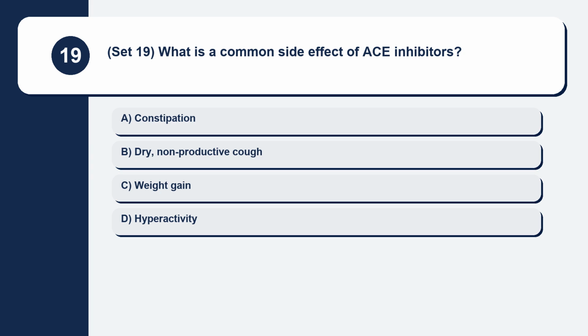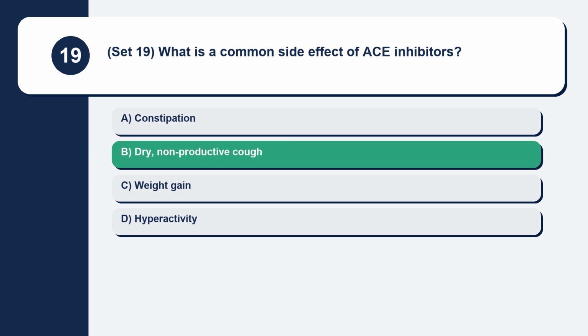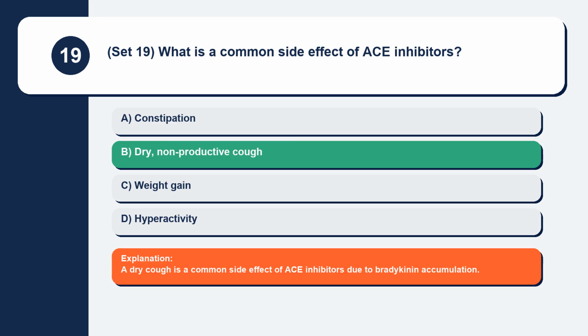Question 19. Set 19. What is a common side effect of ACE inhibitors? Constipation, dry, non-productive cough, weight gain, hyperactivity. A dry cough is a common side effect of ACE inhibitors due to bradykinin accumulation.